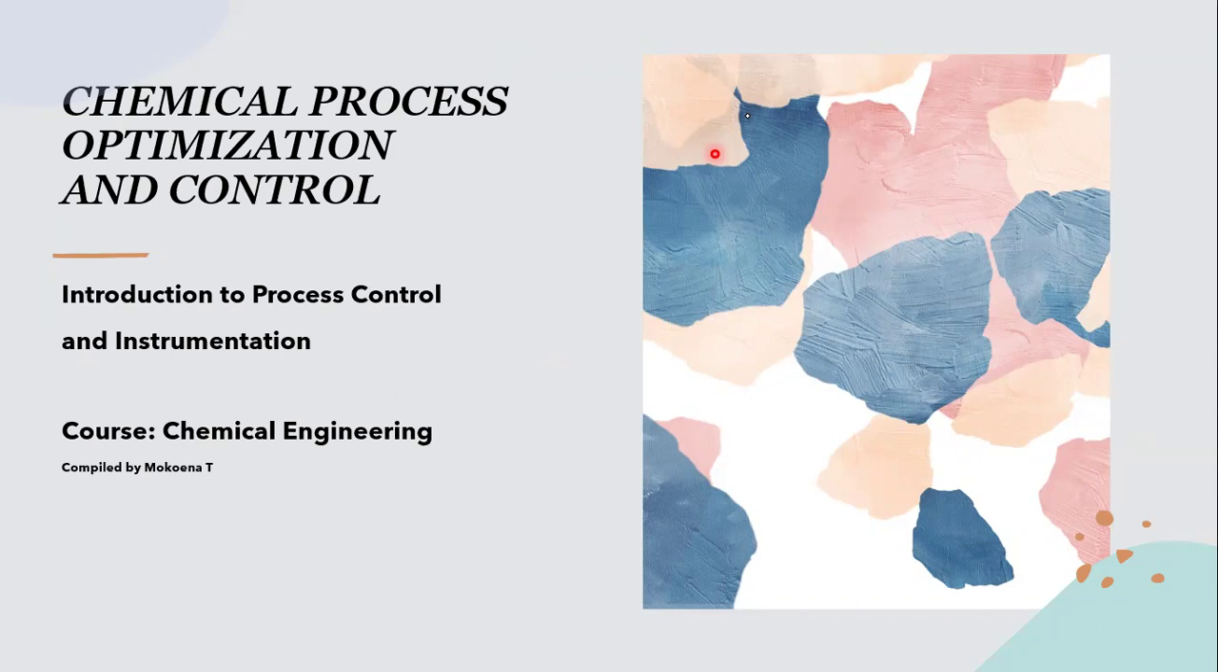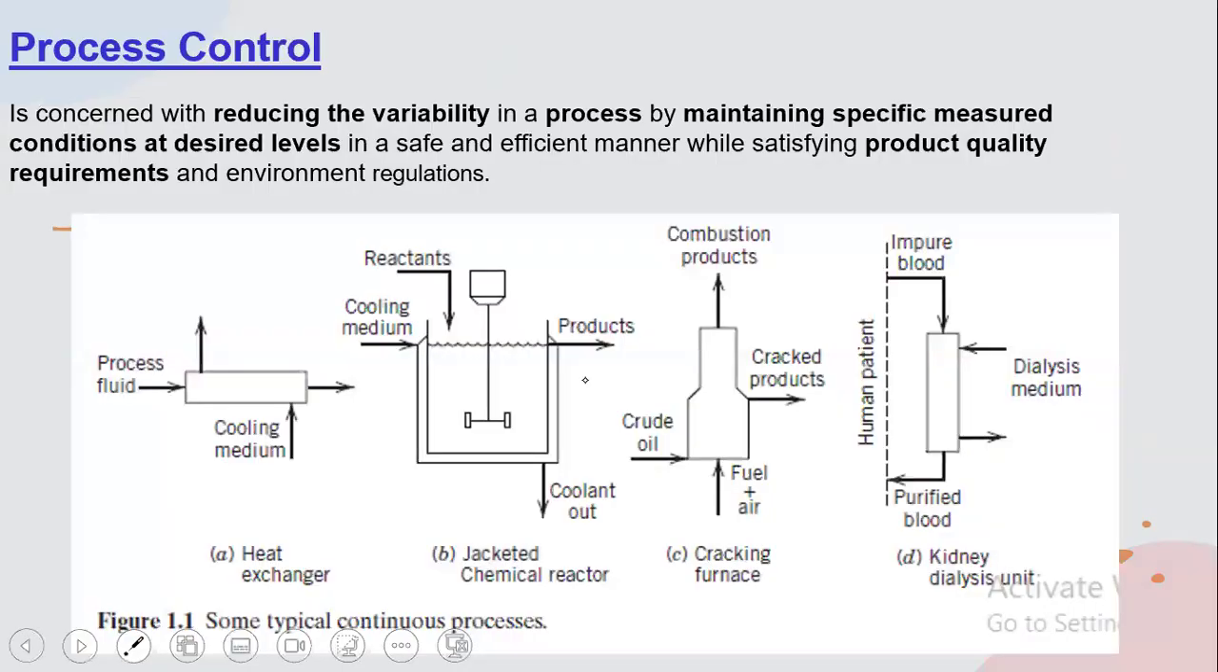Now, the first topic, or the first unit, is called Chemical Process Optimization and Control. We are actually here for unit number one. We're going to start with the introduction to process control and instrumentation for chemical engineering students. Here we're going to learn more about what we mean when we talk about process control.